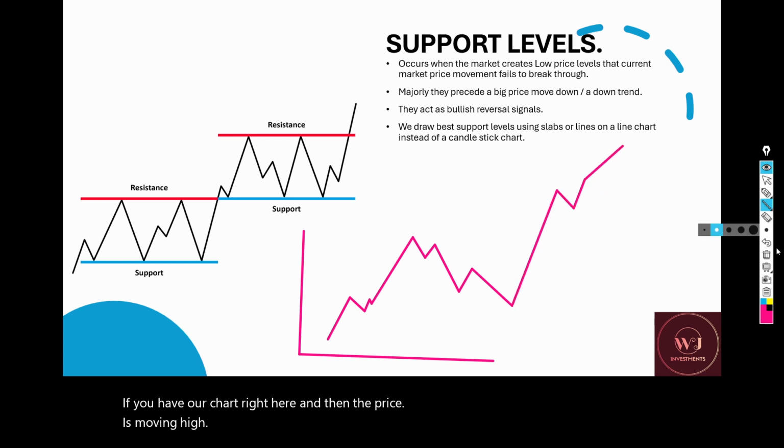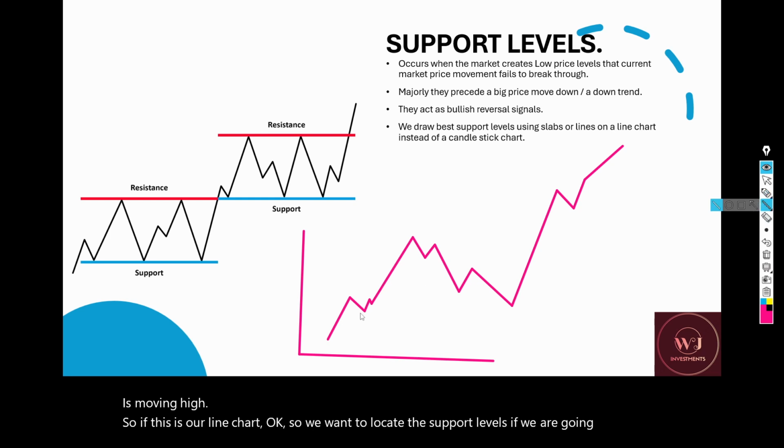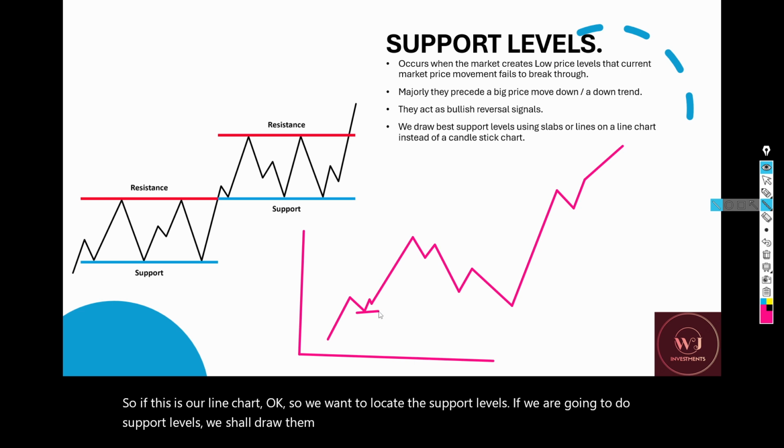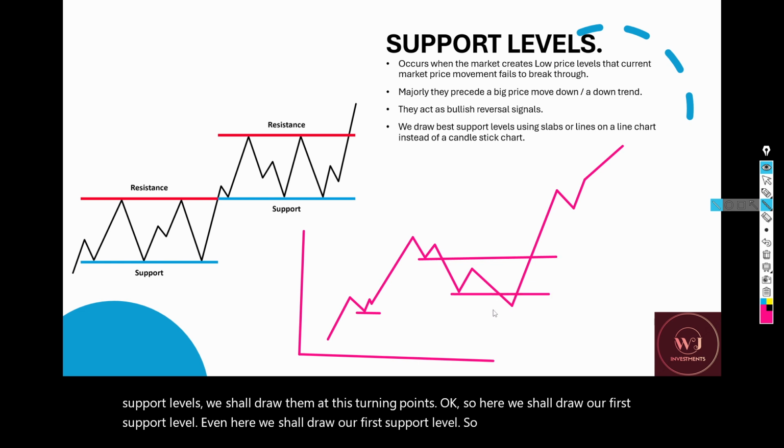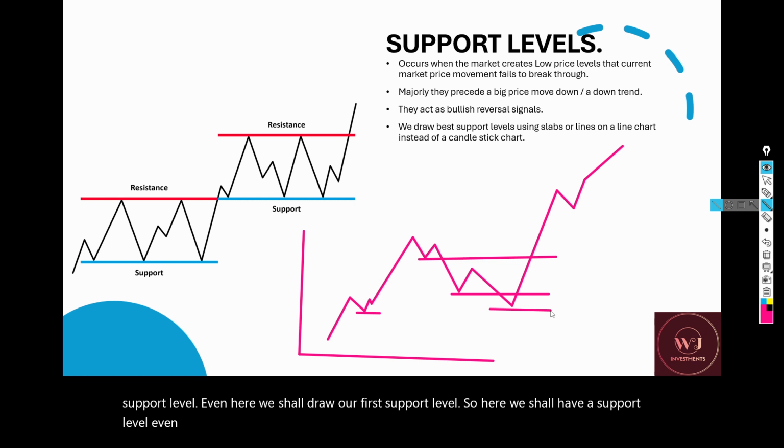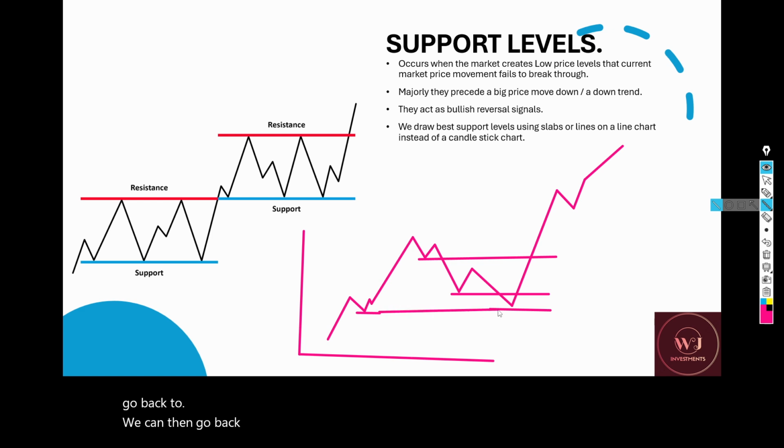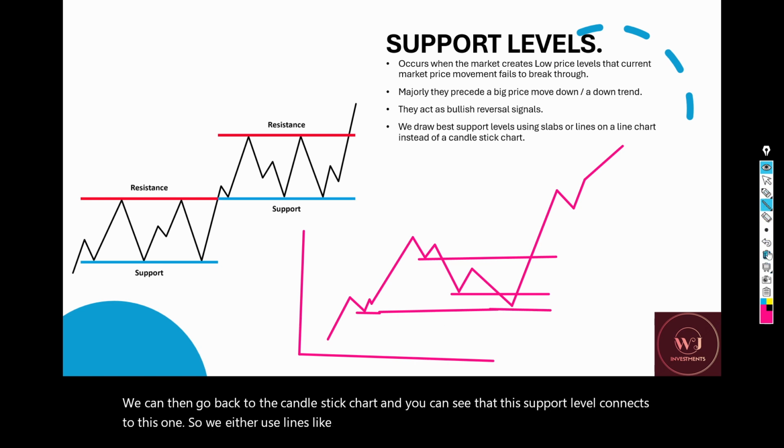So if this is our line chart, we want to locate the support levels. If we are going to draw support levels, we shall draw them at these turning points. So here we shall draw our first support level. Even here we shall have a support level. And here, and even here, we shall have a support level. After drawing these support levels, we can then go back to the candlestick chart, and you can see that this support level connects to this one. So we either use lines like that, or we do not use lines and we use what we call the slabs.